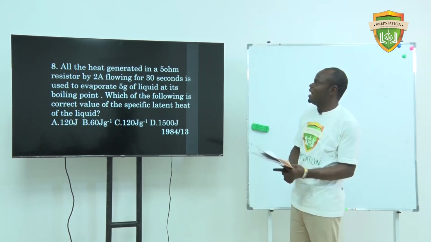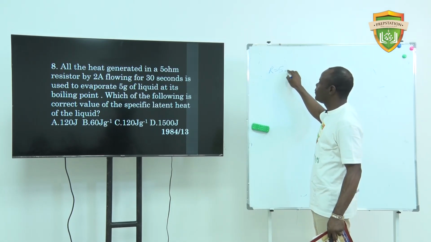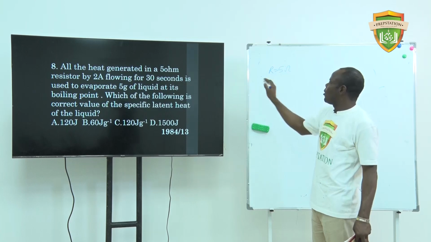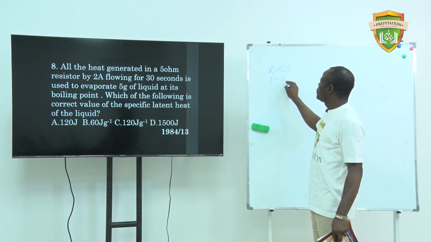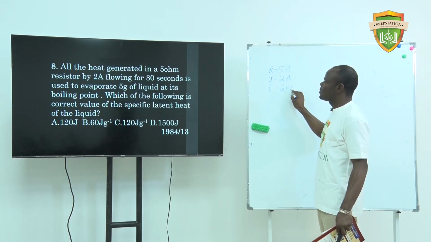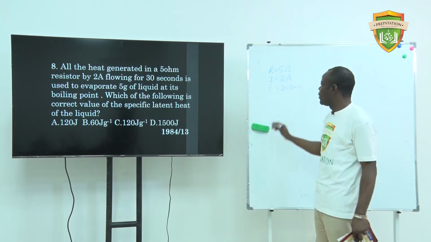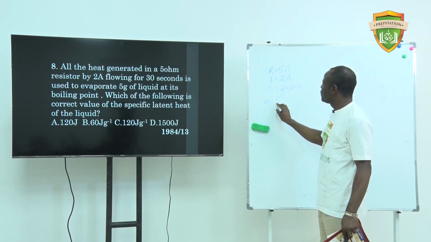All the heat generated in a 5 ohm resistor, that tells you resistance is what? 5 ohm. And the current flowing I is equal to what? 2 amperes. The time taken is 20 seconds. It's used to evaporate 5 grams of liquid. That's the mass of the liquid, 5 grams.